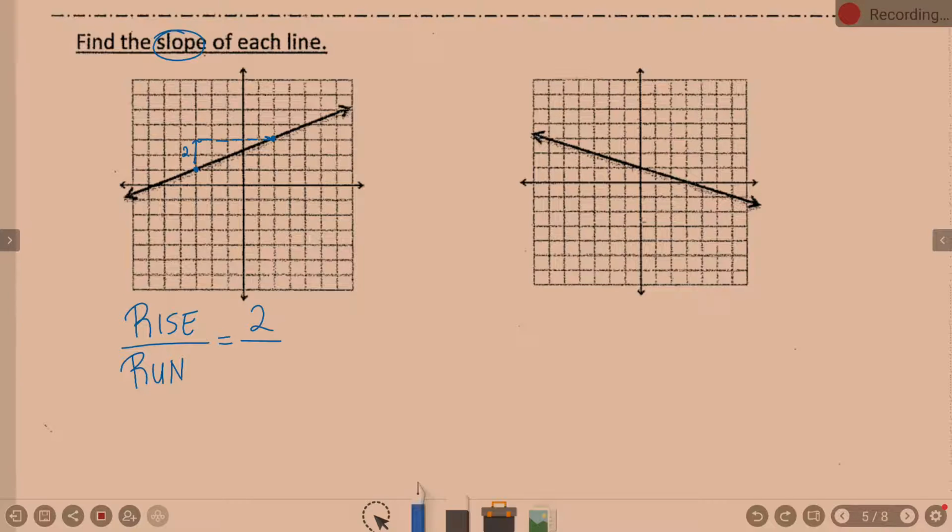I moved right 5. And if I go right 5, that is a positive 5. So when you go up, it's positive. When you go right, it's positive. When you go down, it's negative. If you go left, it's negative. So my slope is 2/5.